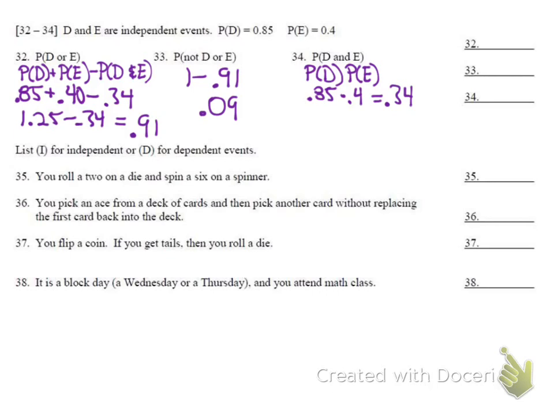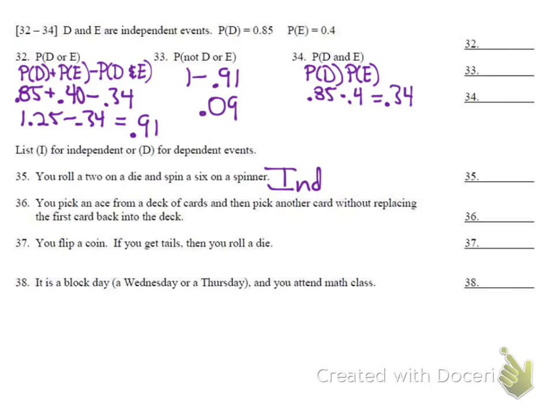Now, for 35 through 38, we're listing independent or dependent. Independent: one event has no effect on the other. Dependent: it does affect it. That second experiment is changed by the first. So if I roll a 2 on a die, then spin a 6 on a spinner, those are independent. The dice and the spinner have nothing in common.